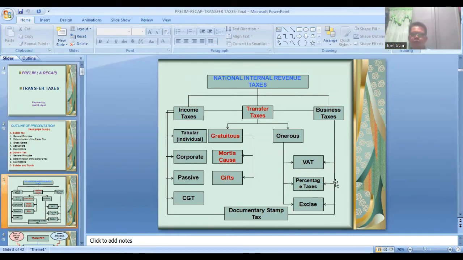All right. So as we learned in our Taxation One, under the income taxes, we have the tabular or individual. Then we have corporate, passive income. We have the capital gain tax. And transfer taxes, we have gratuitous transfer, the mortis causa or donation. Then under the onerous transfer, we have the value added tax, the percentage tax, and the excise tax. And it is under the business taxes.